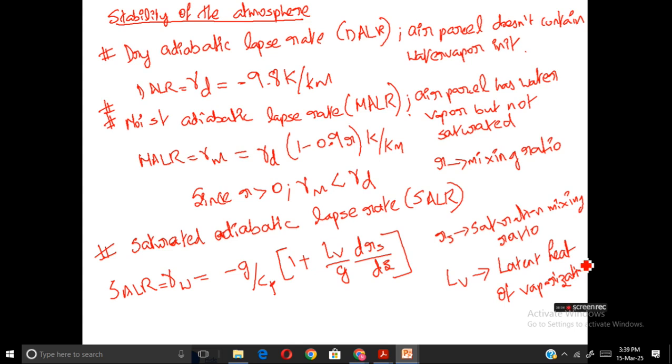So generally the gamma D will have the highest value. Then the moist adiabatic lapse rate will come. Then comes the saturated adiabatic. In the case of the saturated adiabatic lapse rate, the rate at which the temperature reduces will be further less compared to the moist adiabatic lapse rate, because in this case there is an additional supply of heat by the condensation that is occurring in the parcel.